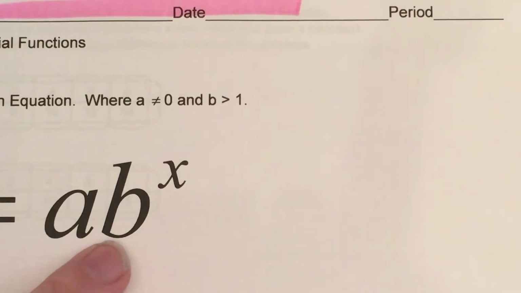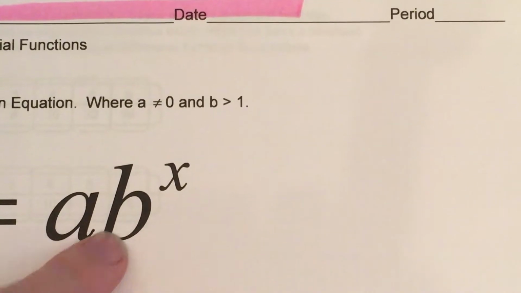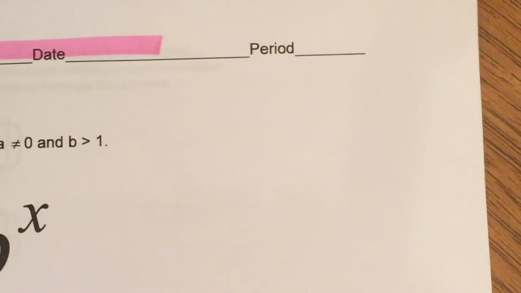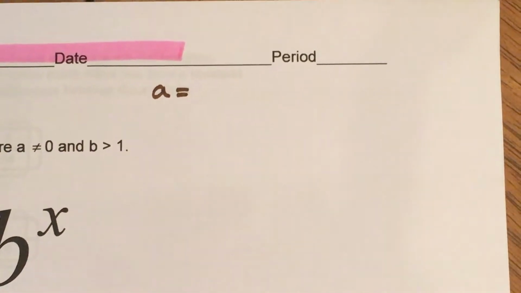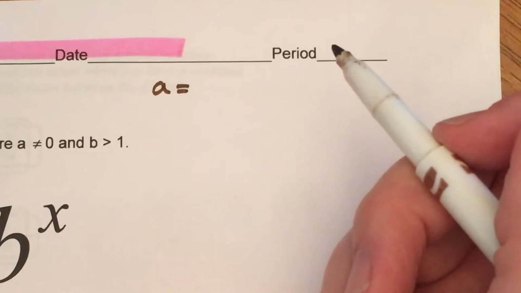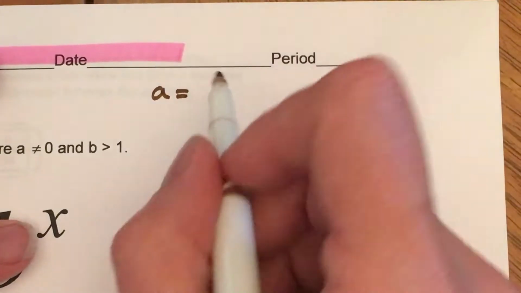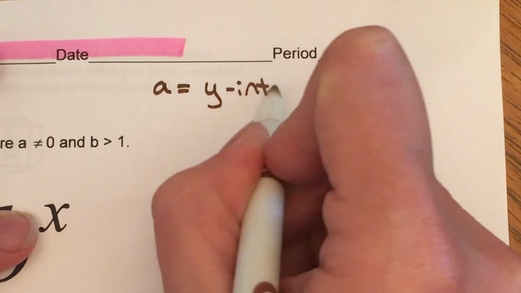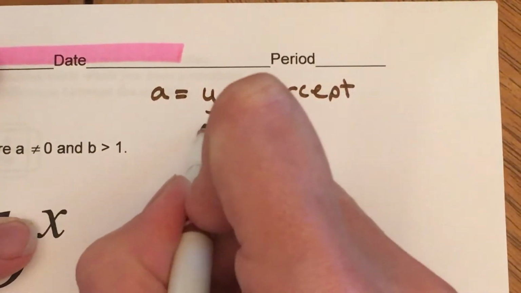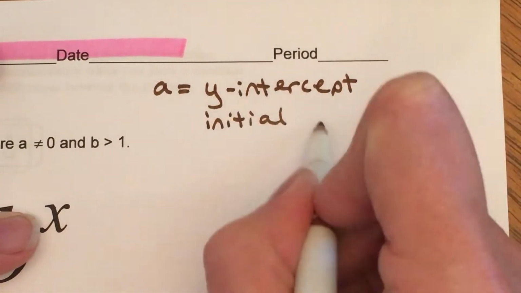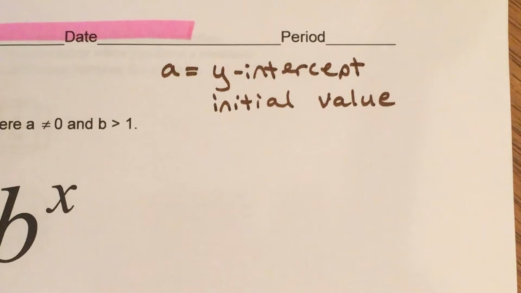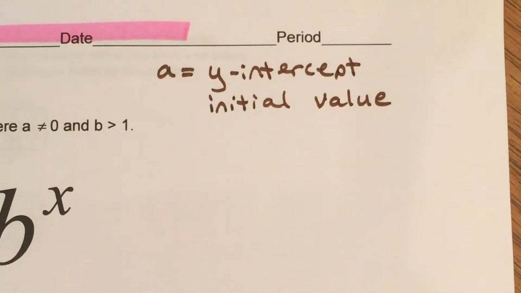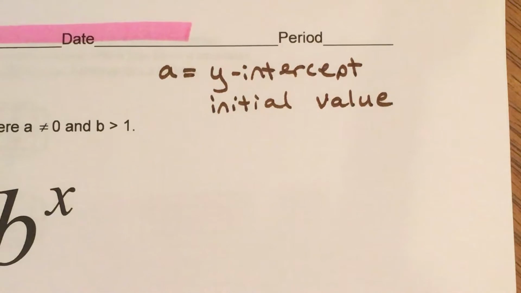First off, as we look at our formula, we see an A, a B, and an X. 3 different letters. Let's talk about A. A is your initial value. It's your y-intercept. It's what you had at the beginning of the word problem if it was in a story situation.